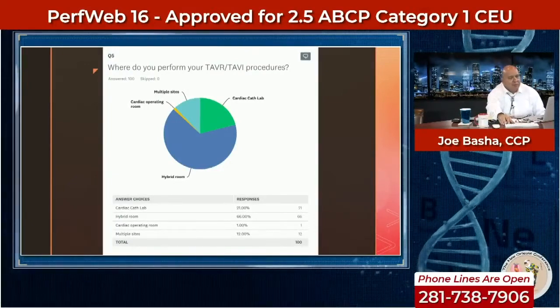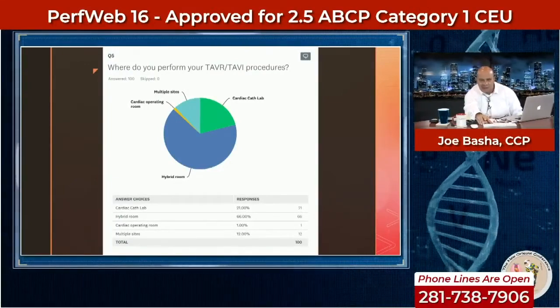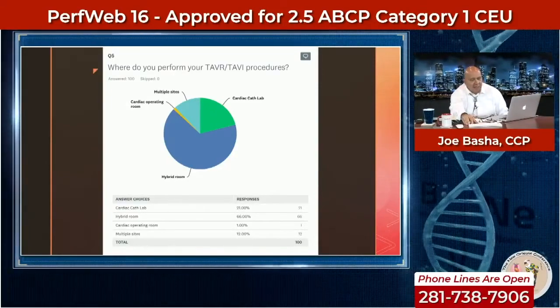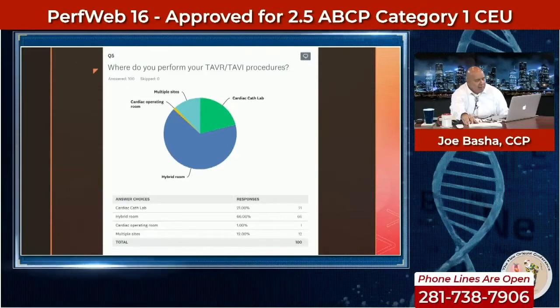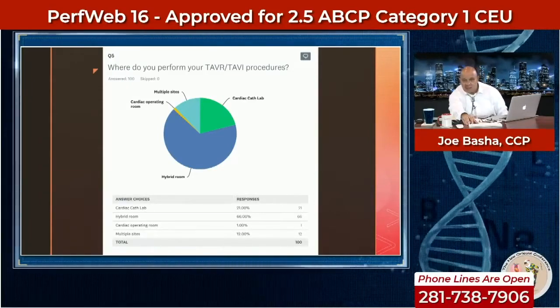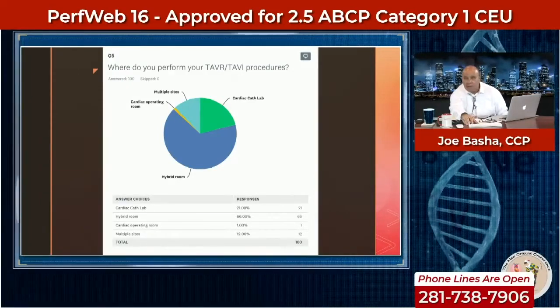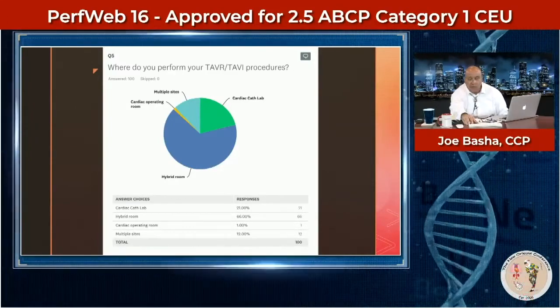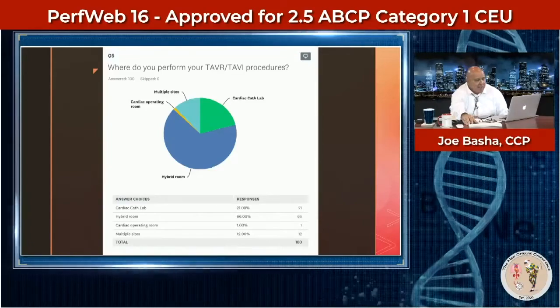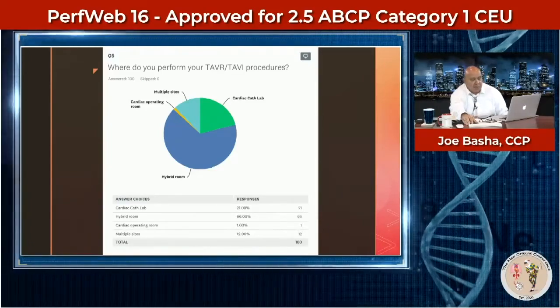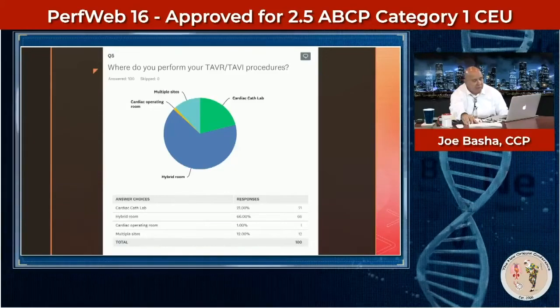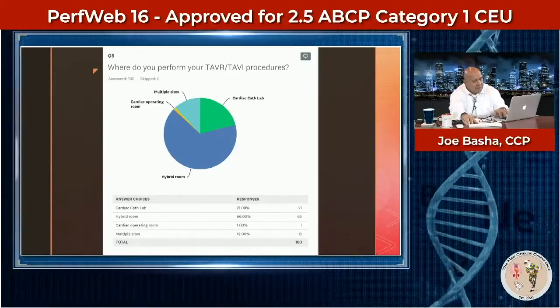Where do you perform TAVR and TAVI procedures? And this is another good one here. Cardiac cath lab was 21%. The hybrid room was 66%. So most people are clearly using hybrid rooms. The cardiac operating room was only 1%. And then multiple sites was 12%. So I would assume that would be the cath lab and the hybrid room. So I thought that was fairly interesting.